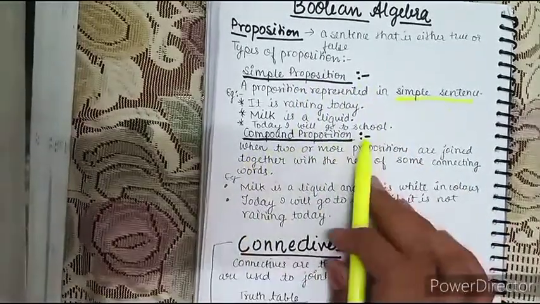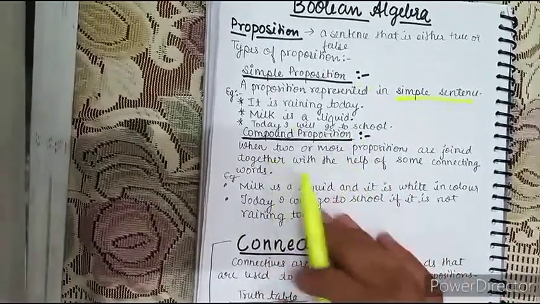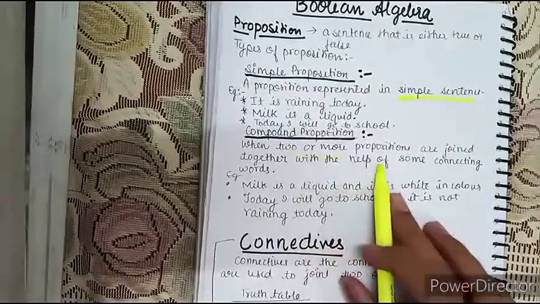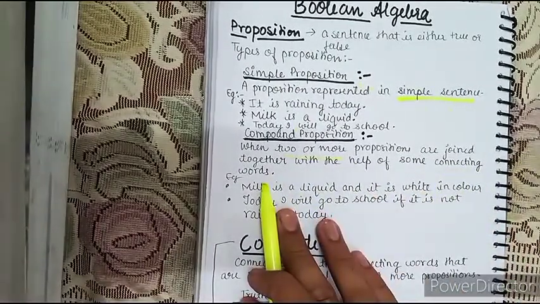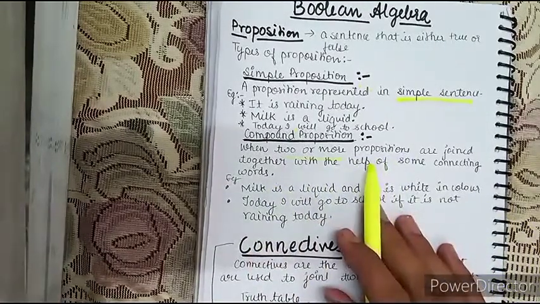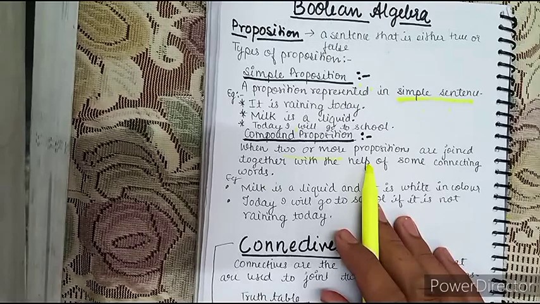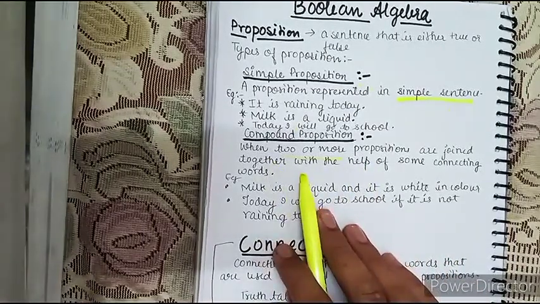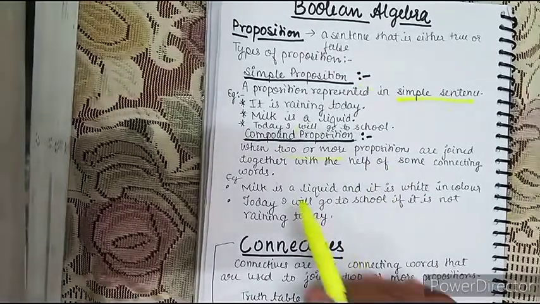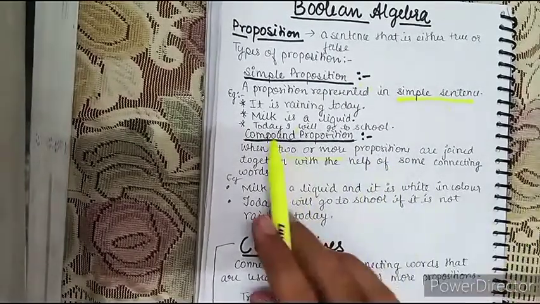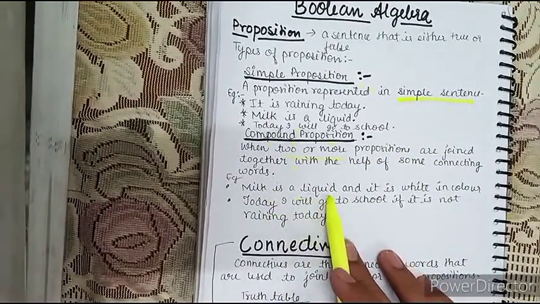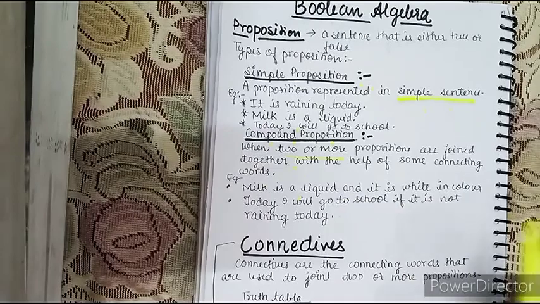Then the next is compound proposition. When two or more propositions are joined together with the help of some connecting words, like in grammar we use conjunctions, like and, or, then they form a compound proposition. For example, milk is a liquid and it is white in color.